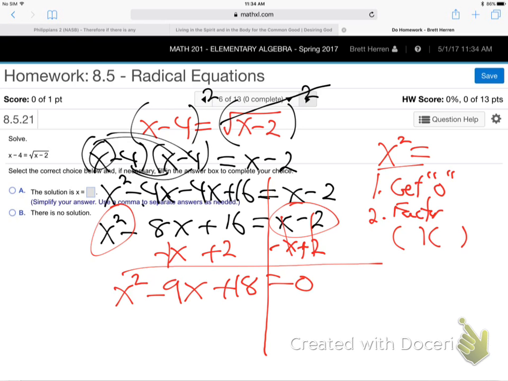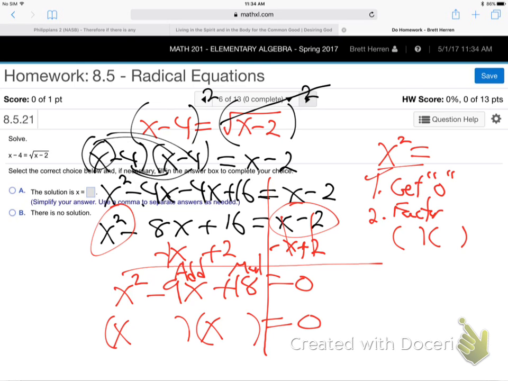Good to there. So step 1, get a 0. Check. I got a 0. Step 2, I'm supposed to factor, like the parentheses. I'm looking to put x's in the front. Remember, two numbers that multiply to be 18 and add to be minus 9. What times what's 18? What can multiply to be 18, and can still make a 9 in the middle?